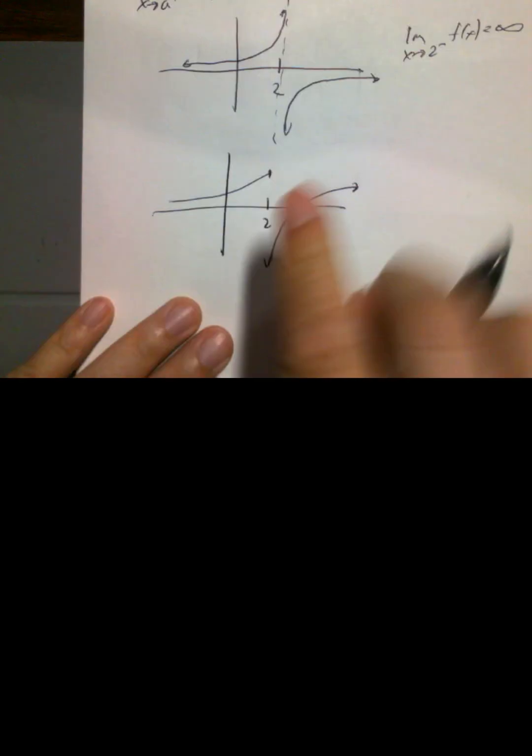That's enough for me to say it's a vertical asymptote. The behavior on this side does not matter. All I need is for the function to approach either infinity or negative infinity from one side for it to be a vertical asymptote. If the function looks like this, it doesn't matter that the function is not going to infinity or negative infinity as x approaches 2 from the left. Because it's going to negative infinity as x approaches 2 from the right, that's sufficient for x equals 2 to be a vertical asymptote.